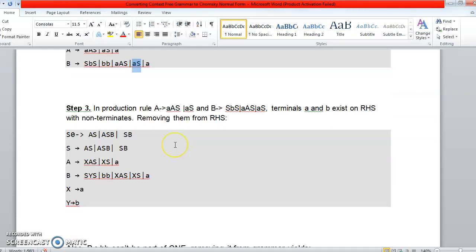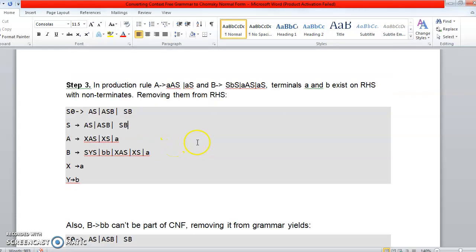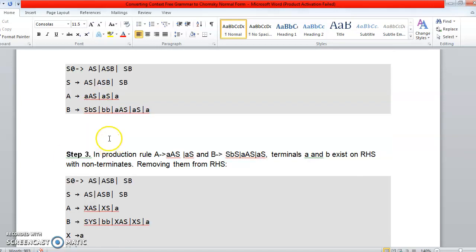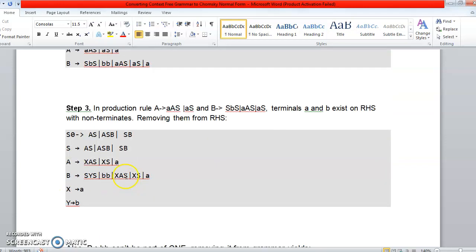So we have to eliminate this in this way. For this, S0 produces ASB, we will keep it the same. That is, in the right hand side here, there are no mixtures of terminals and non-terminals. In the second line also there is no mixture of the terminals and the non-terminals.